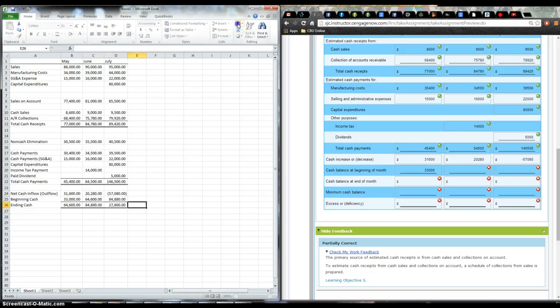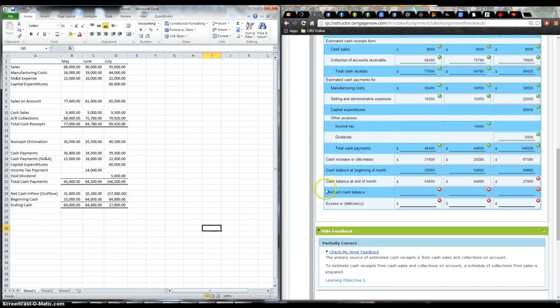So our cash balance at the end of the month will be 64,600, which is going to be our beginning cash for the next month. If we do our math there, we'll get 84,880, which will be our beginning cash for this month. And we end up with 27,800.